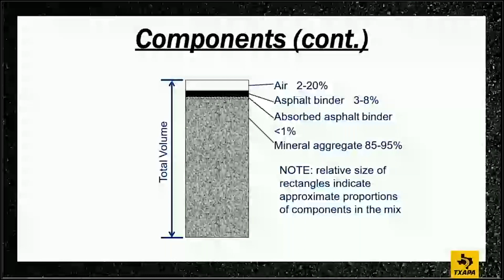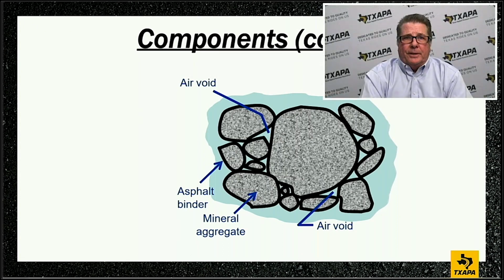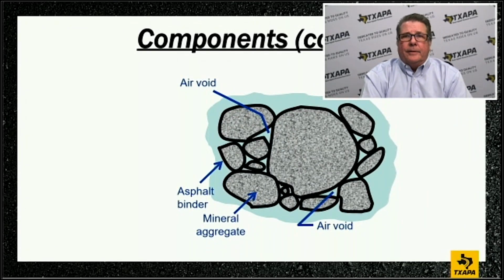All right, so here are our components. I want everybody to remember this picture. This is the component picture. What do we have? We have liquid asphalt binder surrounding the aggregate. We have the mineral aggregates, and we have air. That's all it is. That's all asphalt is.